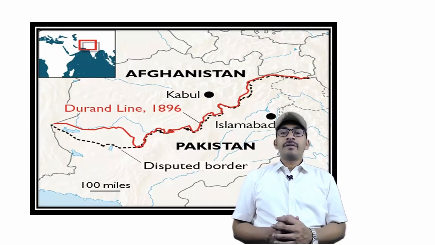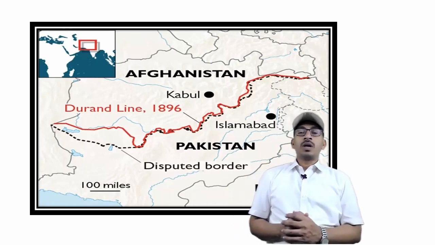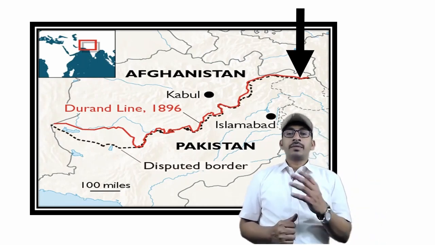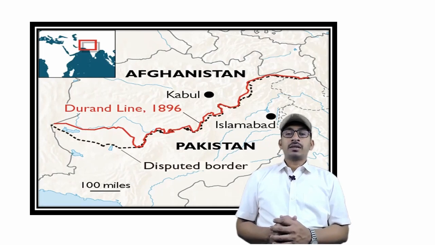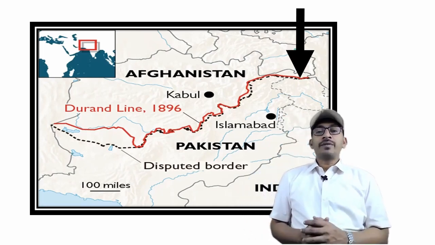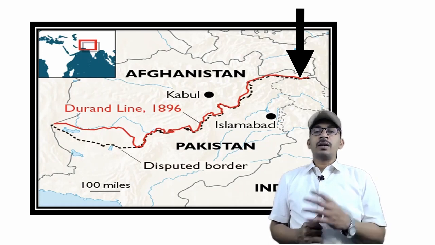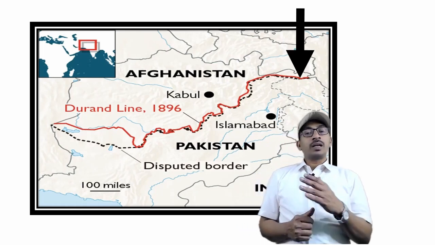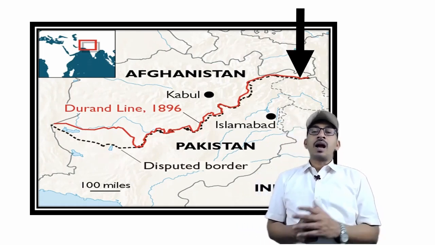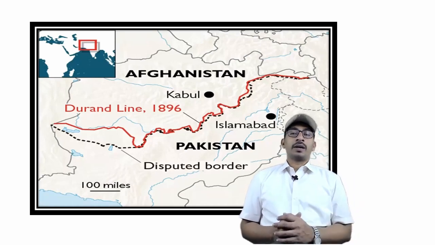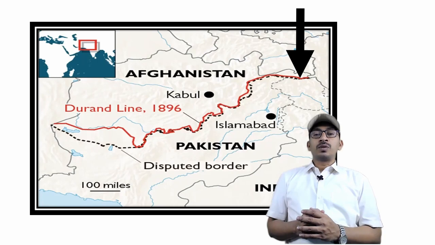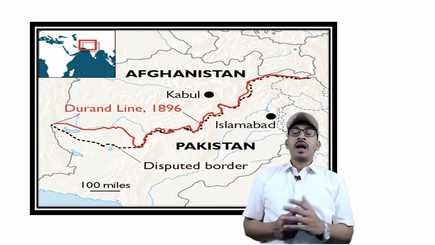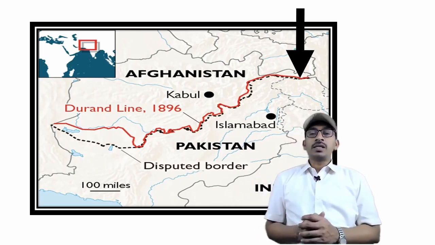We know that we have 106 kilometers of land boundary with Afghanistan. This is in the part which is occupied or invaded by Pakistan. The line that shows the boundary between India and Afghanistan is the Durand line. This Durand line is also the boundary line between Pakistan and Afghanistan.